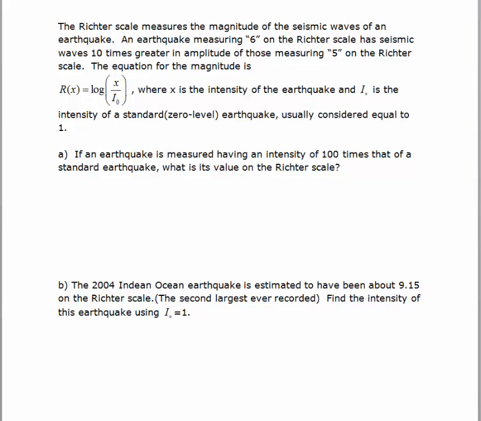And so x is the intensity. So I want to find out r of x. So r of x would equal the log of x, which is 100, over standard intensity, which would be 1. So 100 times greater would be 100 to 1, which is really just equal to the log of 100. So 10 to what power gives me 100, which would be 2. So it makes sense that a Richter scale value of 2 means that earthquake is 100 times stronger than that of a 0 level earthquake.